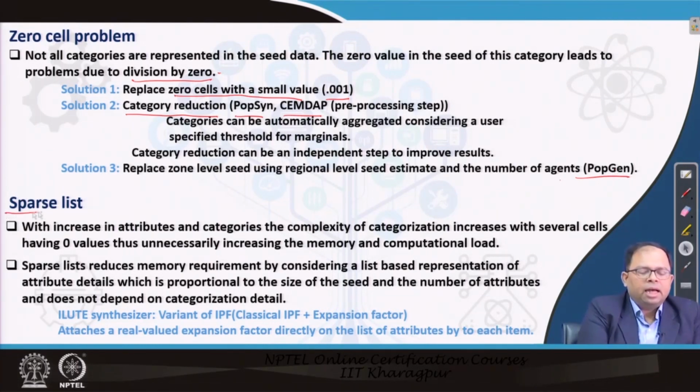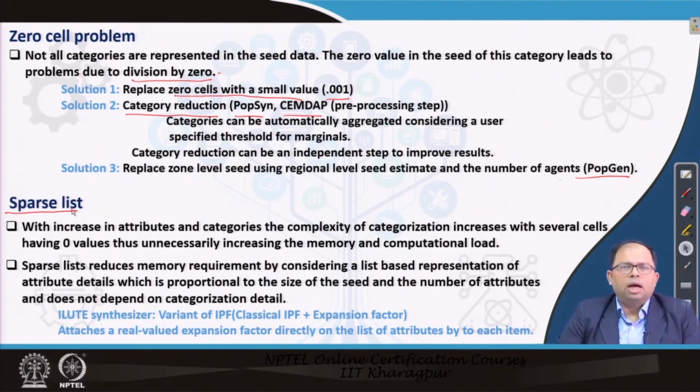And then there is another thing called a sparse list, which I mentioned earlier. Similar to the zero cell problem, with an increase in attributes and categories, the complexity of categorization increases, with several cells having 0 values, thus unnecessarily increasing the memory and computation load. That means, if we have many zones and many categories, we can have around 1 lakh categories, and out of that maybe 70,000 categories have no values, whereas only 30,000 categories have values.